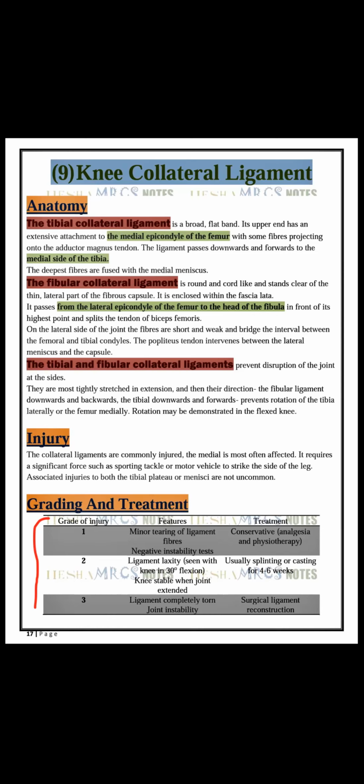So if you have an unstable knee joint, but stable only in extension, and you have ligament laxity on flexion, please go for splinting for 6 weeks. But if you have an unstable knee joint and complete laxity or injury to the ligament, then surgical ligament reconstruction is advised.